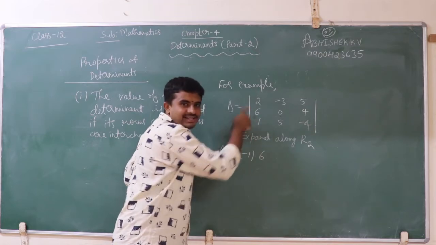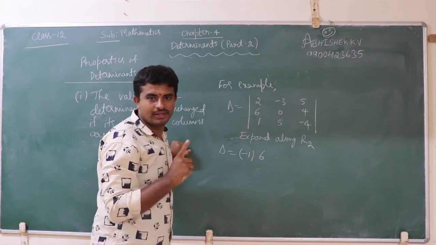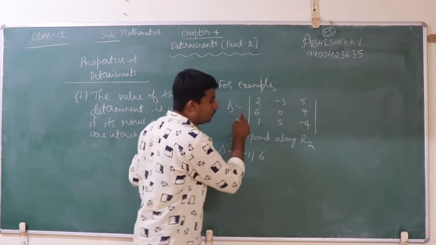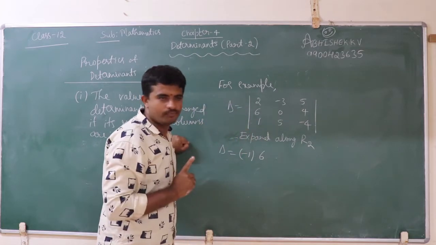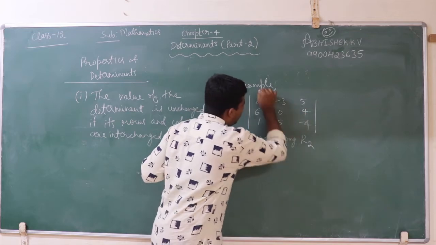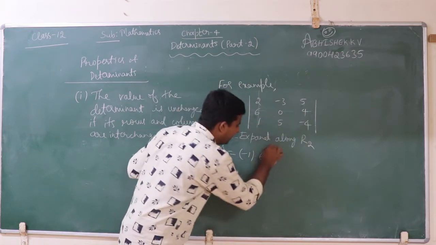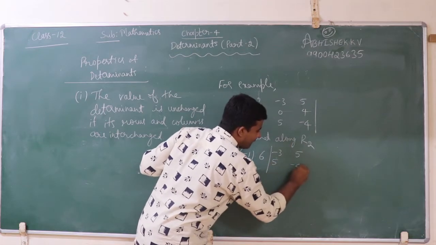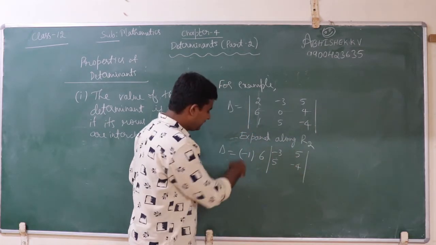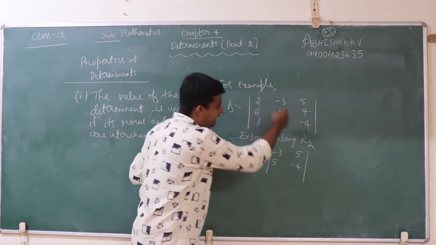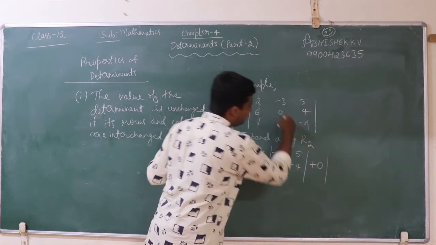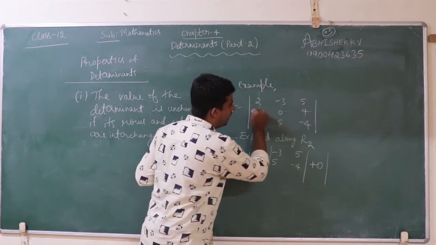And this is the A21 element. We need to delete the second row, first column. We are remaining with minus 3, 5, 5, minus 4. Here it is minus, the next element should be plus 0. 0 into anything is 0, so this column and this row.